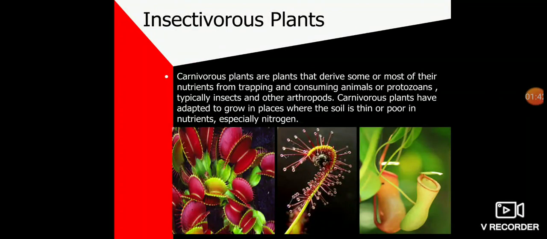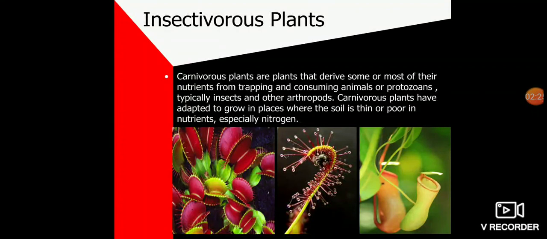Before explaining parasitic mode of nutrition and saprophytic nutrition, I am explaining here insectivorous plants. Some plants, although they are green, obtain their food from insects. Those green plants which obtain their food partly from insects are called insectivorous plants. Insectivorous plants are also known as carnivorous plants. The insectivorous plants grow only in those soils which do not contain sufficient nitrogen mineral.